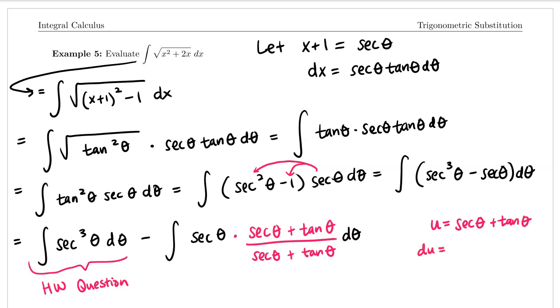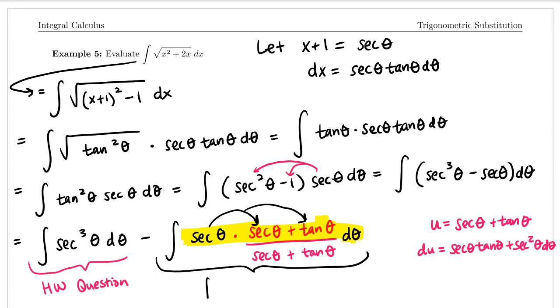And that's going to imply that du is equal to secant theta times tangent theta plus secant squared theta d theta. Okay, so notice now if I distribute secant into both of these terms, that's going to give me secant squared plus secant times tangent d theta. And so it turns out that my entire numerator, including the d theta, all of that is going to get replaced with du.